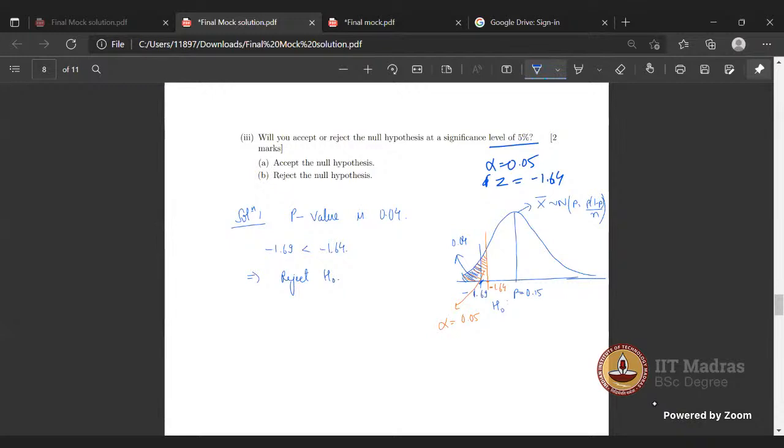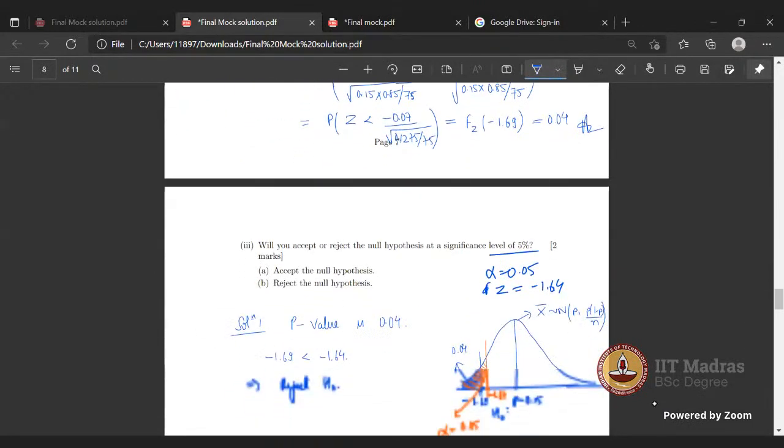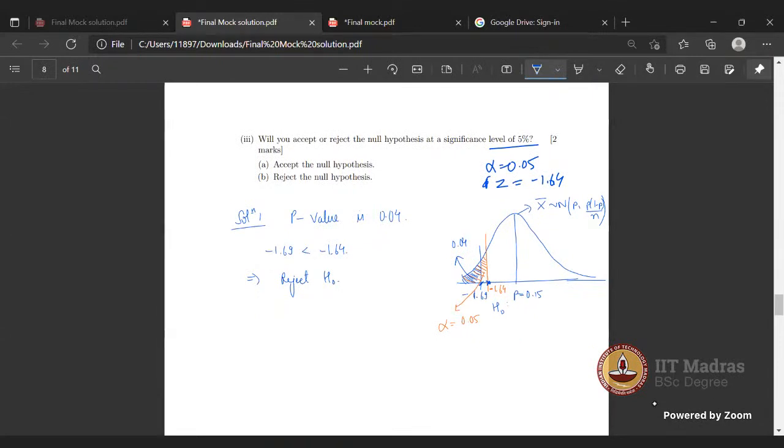So this orange shaded region that you see here, this point over here is minus 1.64, and this is your alpha. And minus 1.69 is the value we have gotten from the previous problem. So at minus 1.69, your p-value is coming out to be 0.04. So it comes in your rejection region, right? This minus 1.69 comes in your rejection region, so you can just reject the null hypothesis.